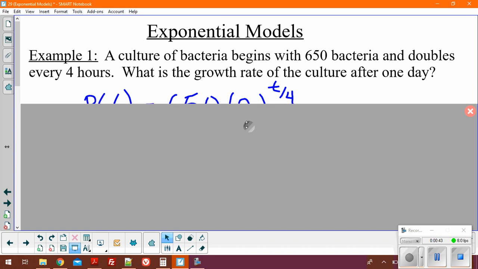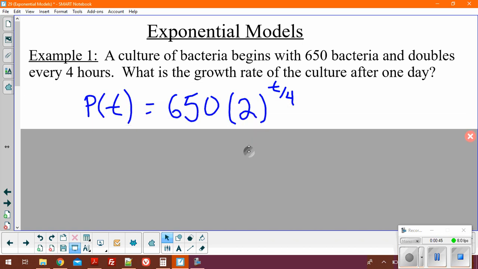Okay. So first, here's our function. Just to highlight what's going on here, our initial population is 650. So that's where the 650 comes from. We're doubling, so that's the 2.